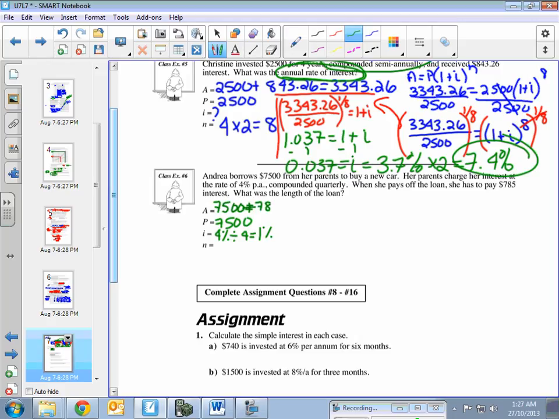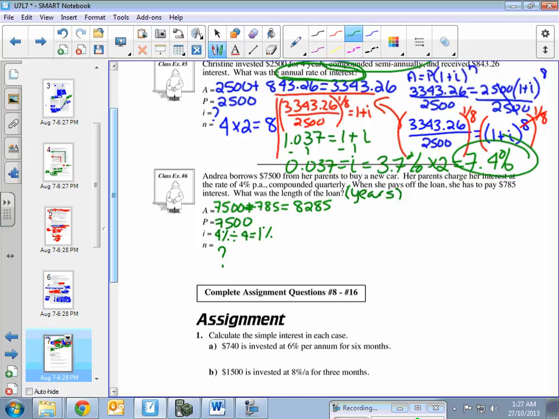So I know that will be added to my initial amount to equal my A. 7,500 plus 785 equals 8,285. And we're looking for n. What was the length of the loan? Okay, so the length of the loan, we're going to answer in years.